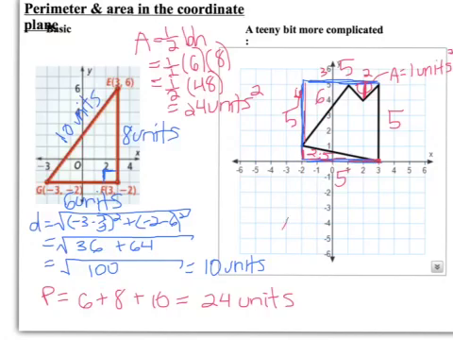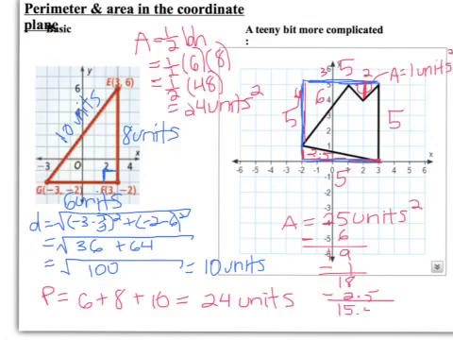So the area of the whole thing, the area of the square, is 5 times 5, which is 25 units squared. Then we're going to subtract from it the area of each triangle. So minus 6, which will give us 19, minus 1, which will give us 18, and minus 2.5, which gives us our final answer of 15.5 units squared. And that's the area of this figure.